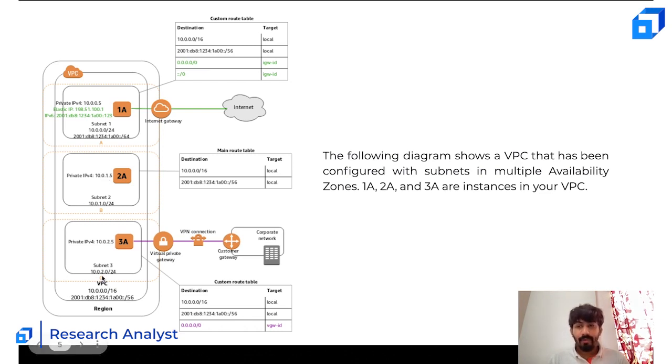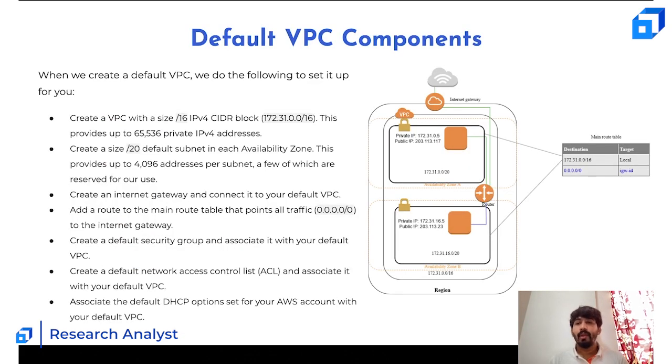Same thing coming to subnet 3, 10.0.2.5. So again, the first 3, that is the first 24 bits are unchanged. All right. Okay. So these are subnets. Basically, it's a segregation or it's a range of IP addresses within the VPC which you have created. All right. That's it. Okay.